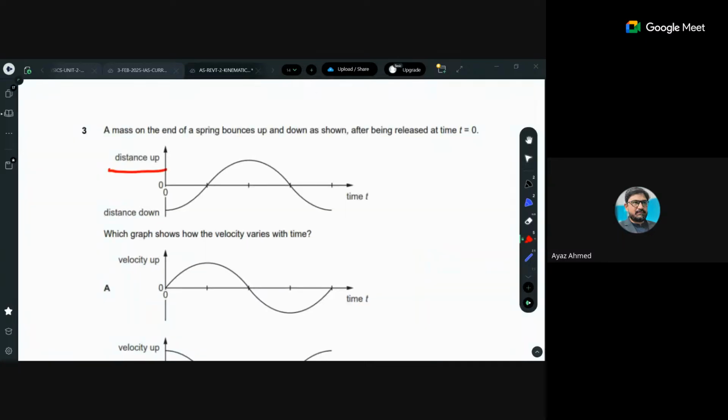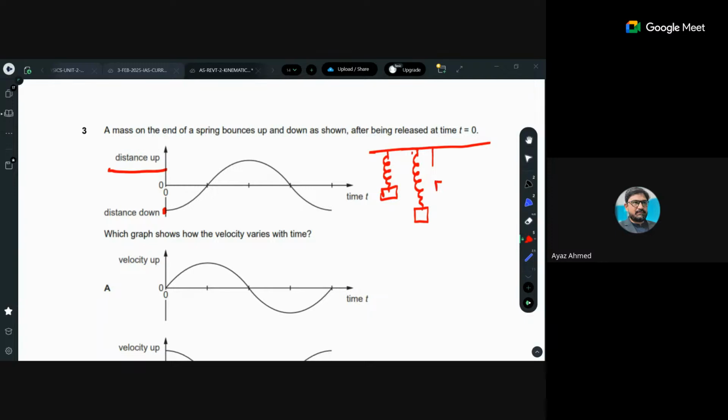This is the displaced distance upward, distance downward. A mass on one end of a spring bounces up and down. I have to draw a graph for you. This is its equilibrium position. Let's say this is the equilibrium position of the spring. This is the lowest position, this one.